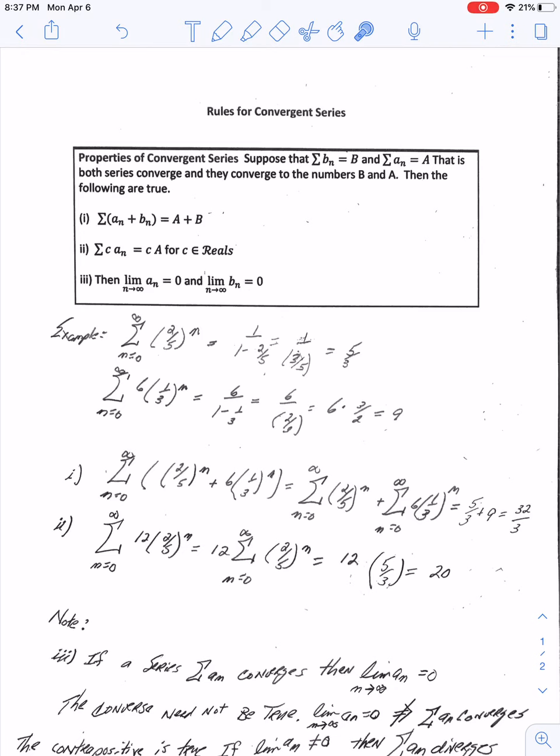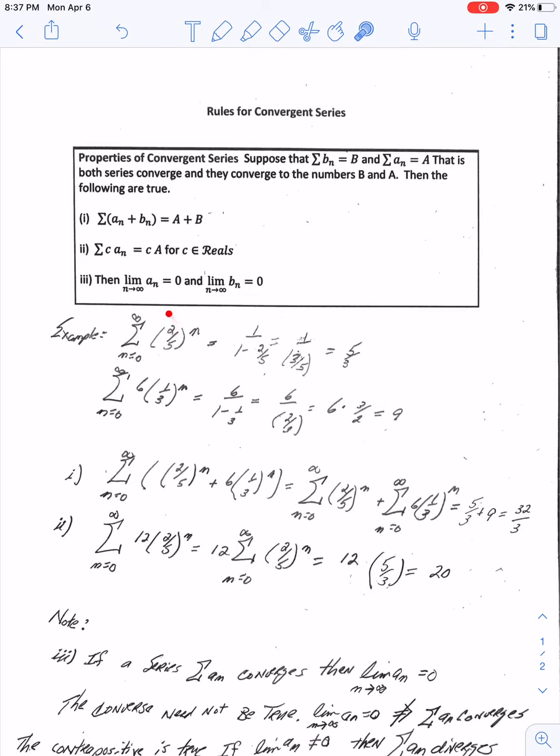Soon we'll find examples where the limit of the ANs is 0, but the series doesn't converge at all. In fact, it diverges. All right, so now let's look at a few examples about how you would apply these rules. Let's look at a couple of geometric series.